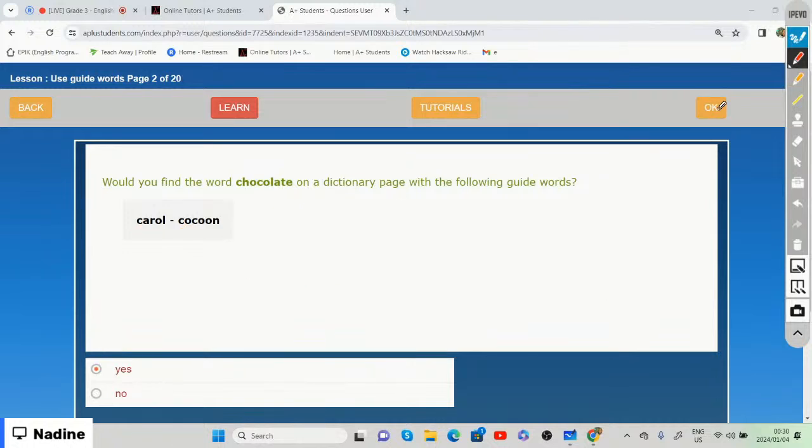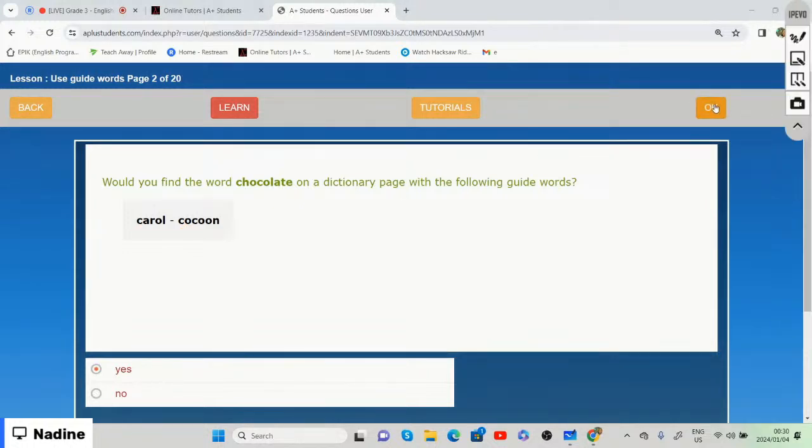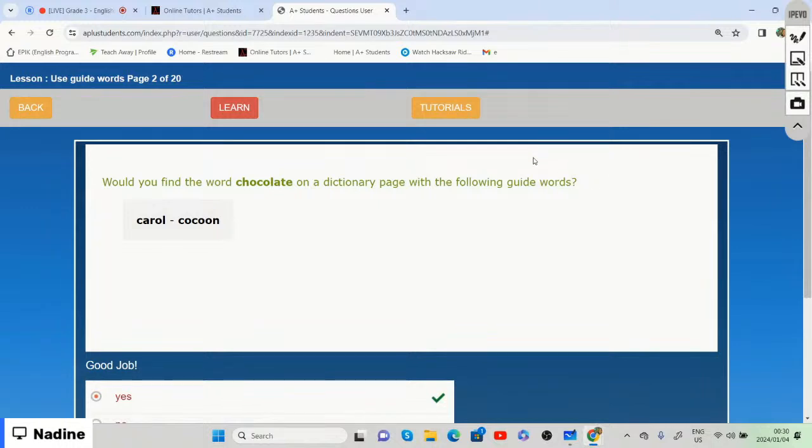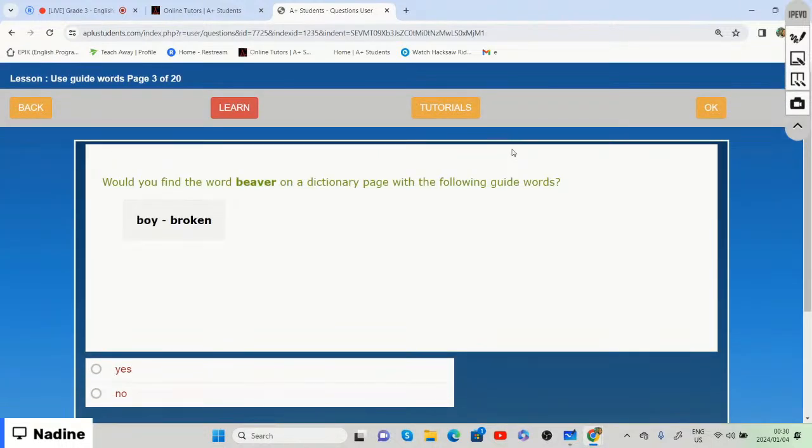So we will say yes, chocolate you will find on the same page as Carol and cocoon. So well done. Yes is correct.